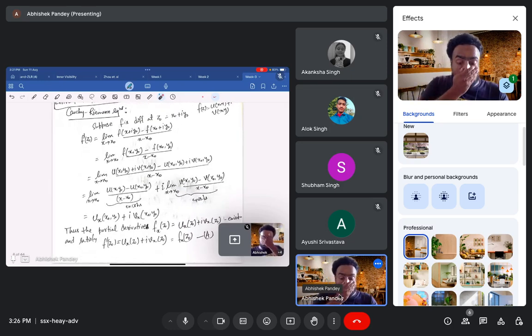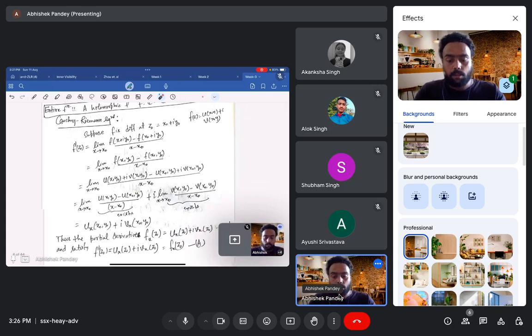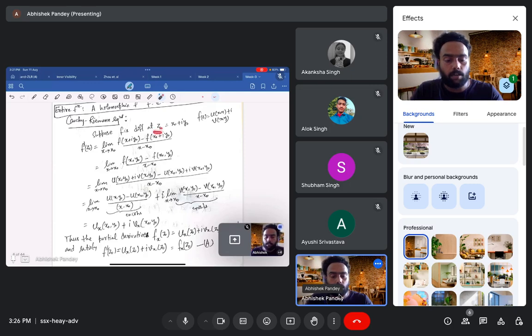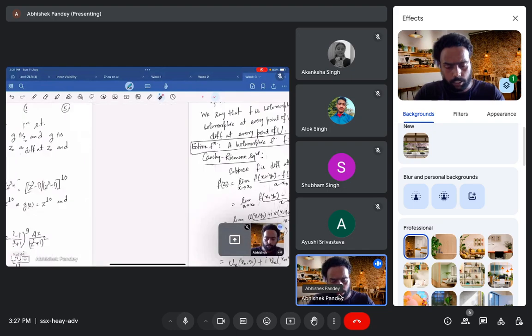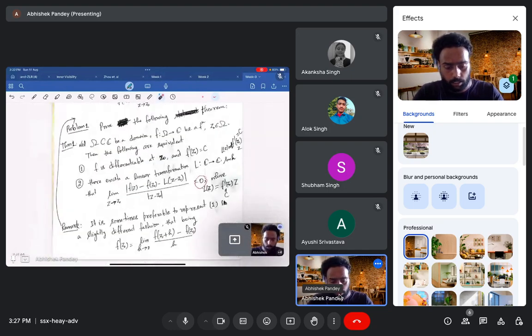Okay, so you see, we will now look at the Cauchy-Riemann equations. So suppose f is differentiable at z naught. Let us denote z naught as x naught plus i y naught. So what would be the derivative of f at z naught? It is nothing but limit x tends to x naught, f of x plus i y naught minus f of x naught plus i y naught upon x minus x naught. It is sometimes convenient to use that thing.